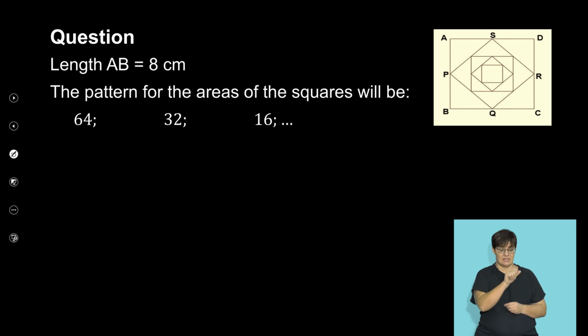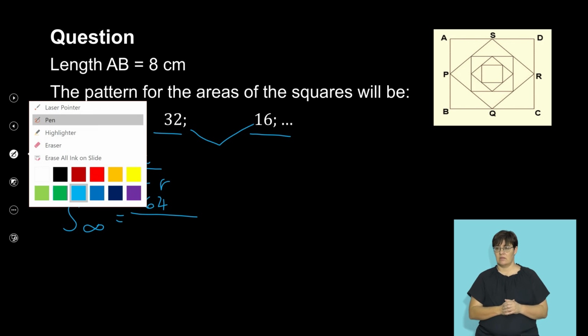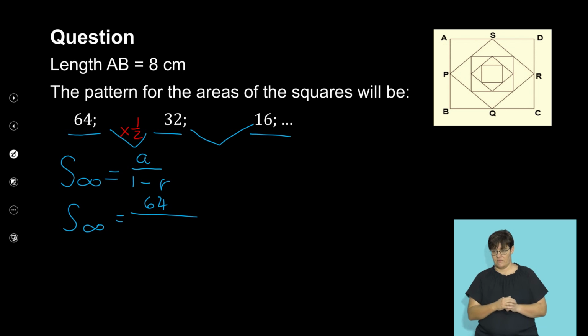So because I now have the first term, the second term, if you were to find the area of the square within PQRS, you would see that it has an area of 16 centimeters squared. So I can actually see that I've got my pattern, so I can substitute in to the sum to infinity. My a is equal to 64. My ratio between each of these, hopefully everyone will agree with me, is times by a half, because 32 is half of 64 and 16 is half of 32. You can also use your r is equal to T2 over T1 to find this.